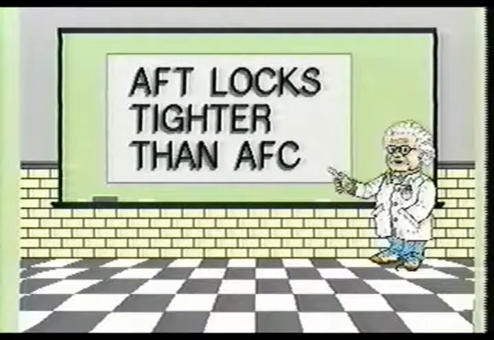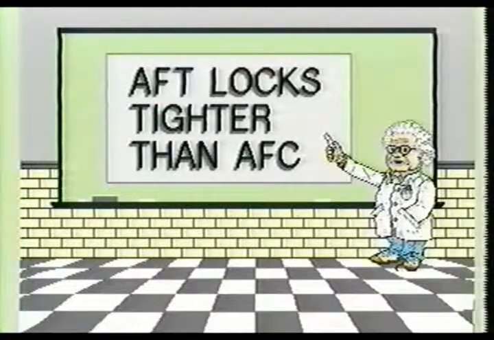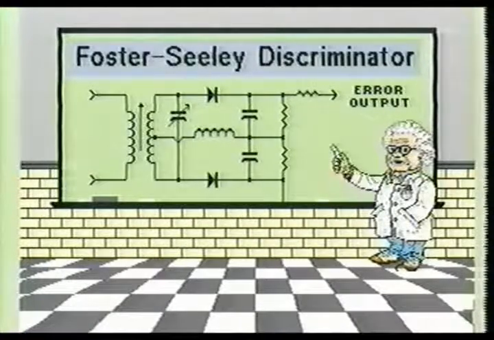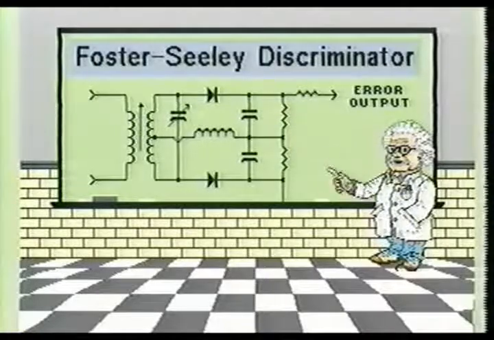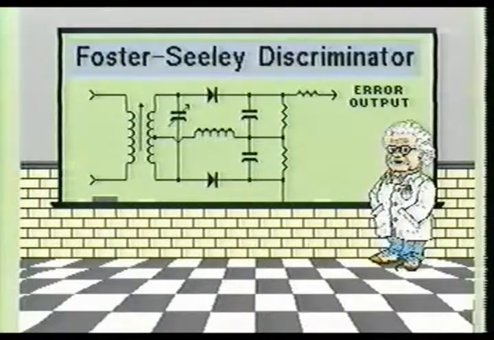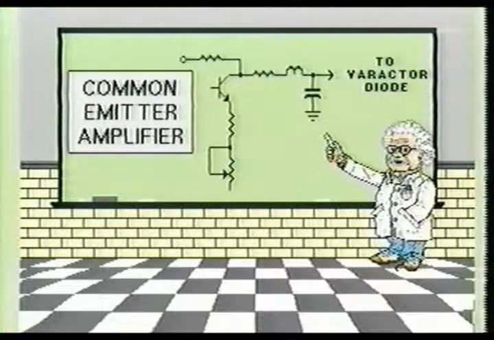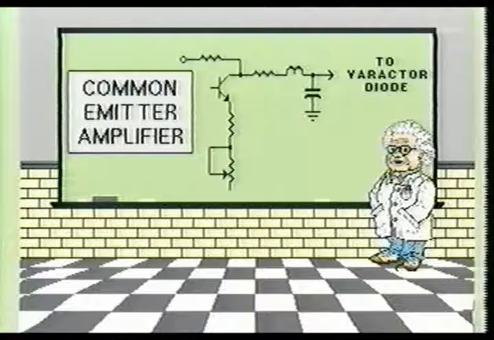Automatic fine-tuning is better able to lock in on the appropriate frequency than the automatic frequency control, which is also called automatic frequency correction. A Foster-Seeley discriminator is sometimes used in the television receiver to detect frequency drift and generate an error voltage in proportion to this drift. Since the Foster-Seeley discriminator outputs a small inverted error voltage, a common emitter circuit is used to reverse and provide the proper amplification of this voltage.